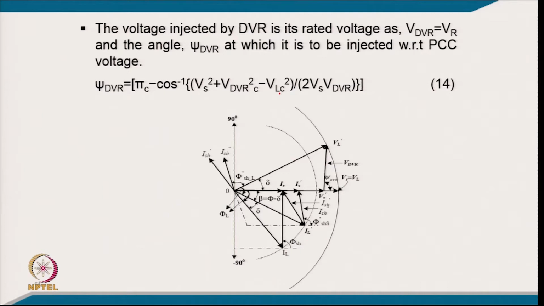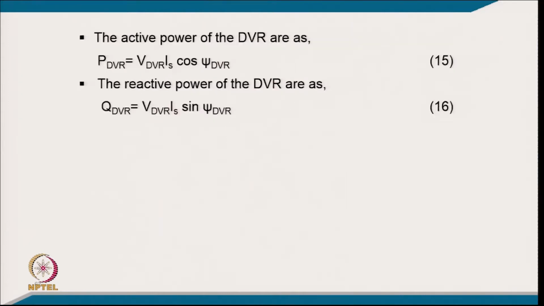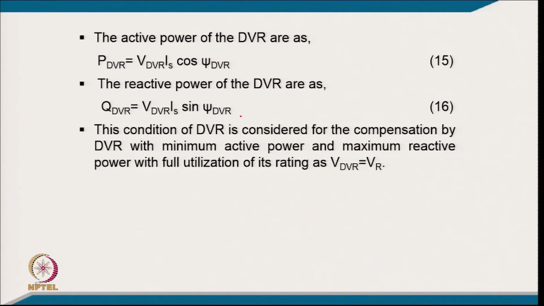So, we calculate this angle at which we are injecting. From this triangle we calculate the relation for calculation of this angle also. The active power of the DVR we can calculate as V DVR, I DVR, and the angle between the two, phi DVR, which we just calculated. The reactive power of the DVR can be Q equal to V DVR, I DVR, sin phi DVR.